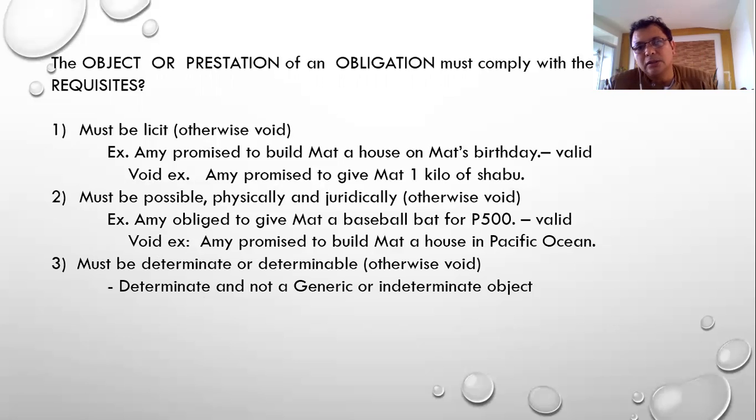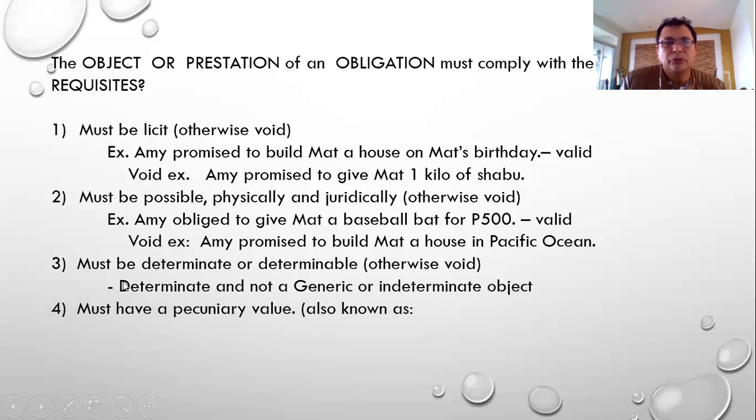Say if you say my car is in the parking lot of CITU, that's generic because there are several cars parked inside the parking lot of CITU. But if you say my car is a Toyota Fortuner, white color with plate number CD0222, then that is already determinate. So the thing must be a determinate object.